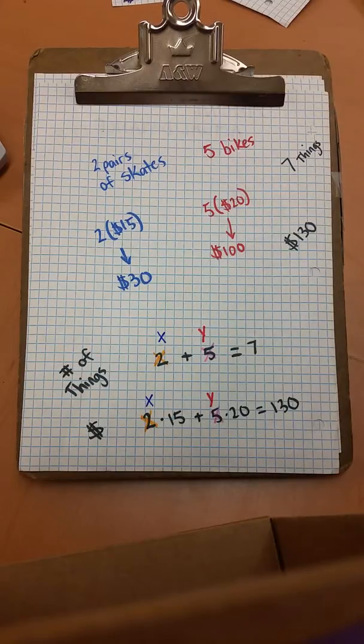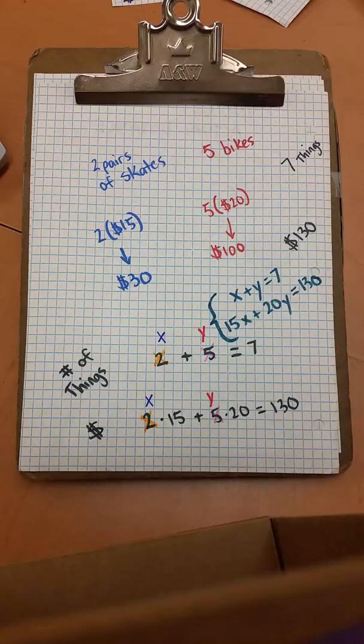Let's clean that up. This would be our system of equations. X plus Y equals 7 and 15x plus 20y equals 130. The top one makes sense as the total skates plus the total bikes equals the total he rented. The bottom makes sense as $15 for every pair of skates and $20 for every bike equals the $130 he made.